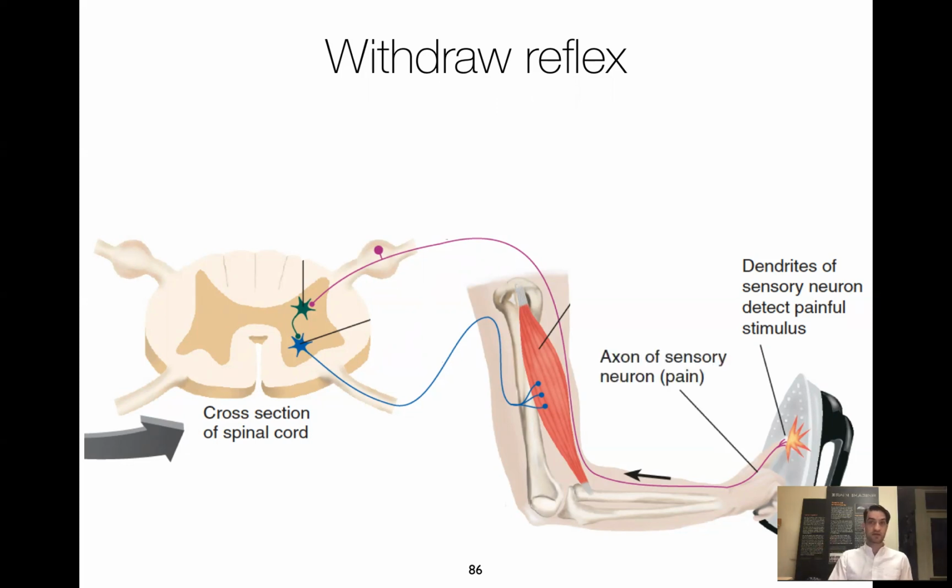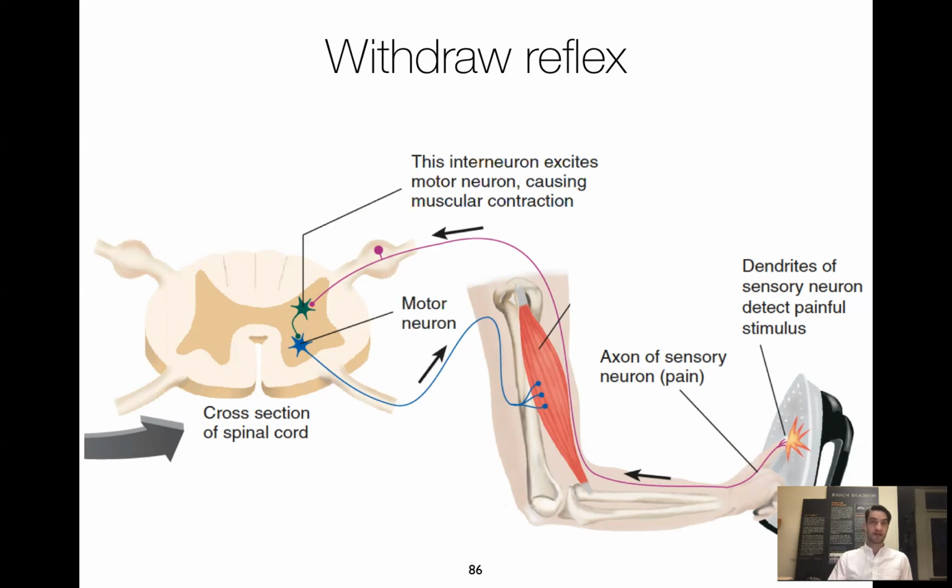They send a signal down a sensory neuron, which is associated with pain. And then this neuron here will cause a motor neuron to get excited, which will then cause the resulting muscular contraction of your, in this case, I guess it would be your bicep. And so that signal gets sent down the motor neuron, innervates the bicep, which ultimately causes the hand to pull away.